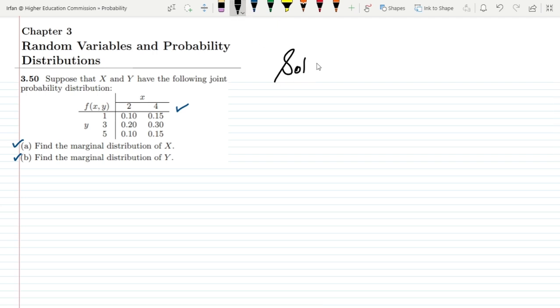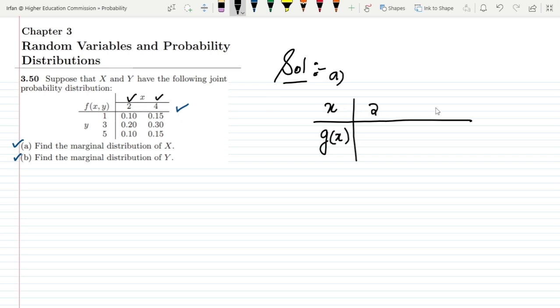This is basically the solution, and in solving it, what we did previously is that if you want to find out the marginal distribution of x, this is part A. Let me represent the marginal distribution of x as g of x. We have different values of x. Here we have a table, and in this table we have 2 and 4 as the values of x.